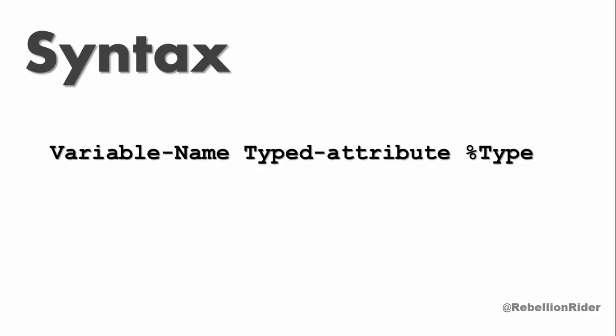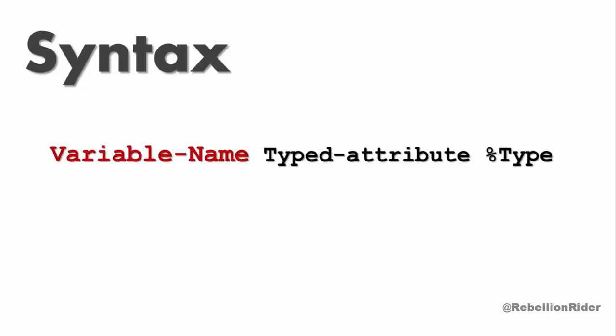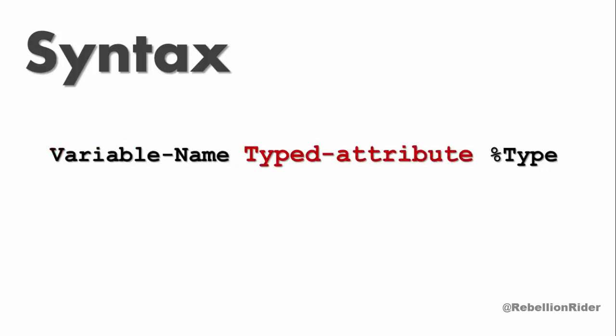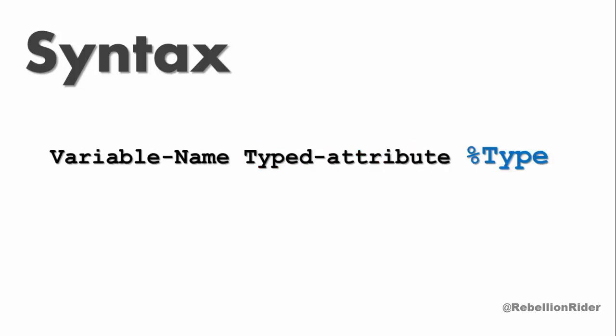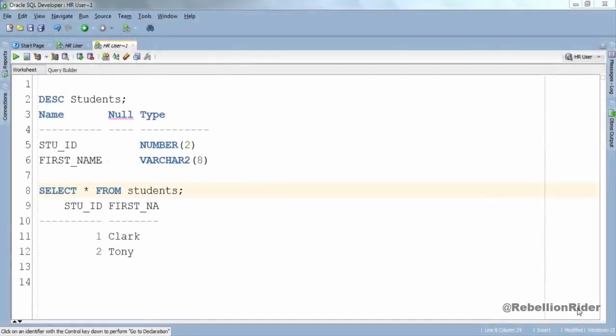So here is our syntax. Here variable name is a user defined name given to a variable, and a type attribute can be anything such as previously declared PL SQL variable or column of a table. And at the end, percentage type is the direct reference to the underlying database object. In order to better understand the concept of anchor data type, let's do some examples.